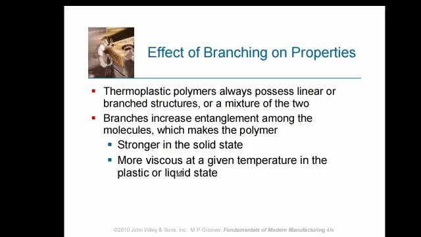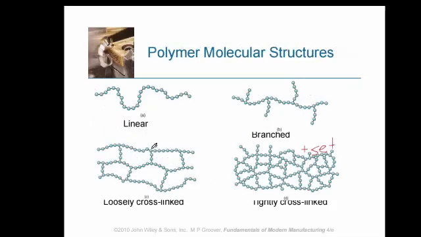The thermoplastic polymers are always linear or branched or a mixture of these two. The branches increase entanglement among the chains, and it makes the polymer very strong in solid state. It also makes the polymer more viscous. So you see that polymers that are more branched are more viscous and stronger than the ones that are not so much branched or cross-linked.